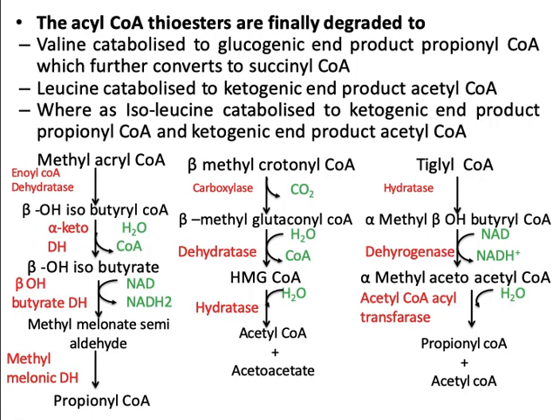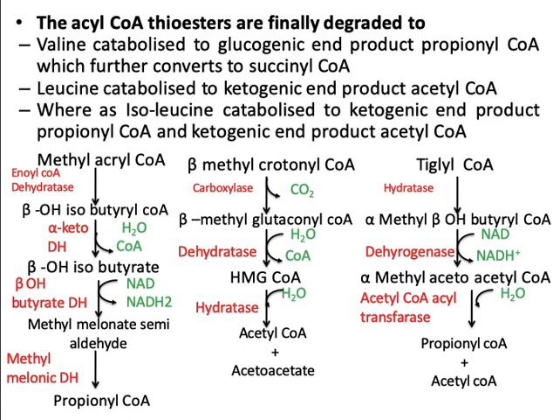Coming to leucine. Leucine, through a series of reactions, converts to beta-methyl-crotonyl-CoA, and further this beta-methyl-crotonyl-CoA undergoes decarboxylation with the help of an enzyme. It is not carboxylase, it is decarboxylase. Carbon dioxide is removed to form beta-methyl-glutaconyl-CoA.